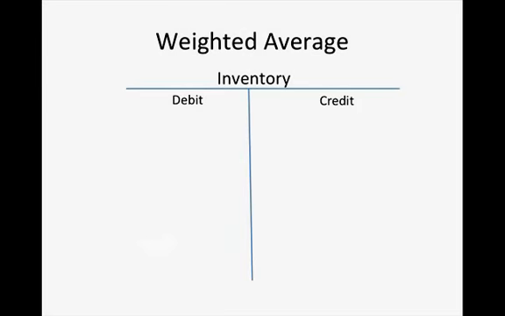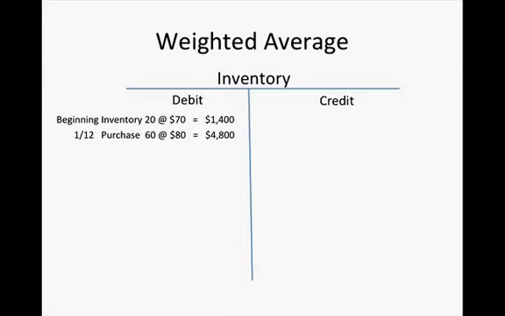Here is the setup for the T-account approach for the weighted average method. Make a big T account as shown. Remember that inventory is an asset account, and debits increase and credits decrease an asset. We are going to record the units, unit cost, and total cost for each transaction in chronological order. The first transaction is beginning inventory, which goes in as a debit. The second transaction is the January 12th purchase, which is also a debit, which adds to inventory.